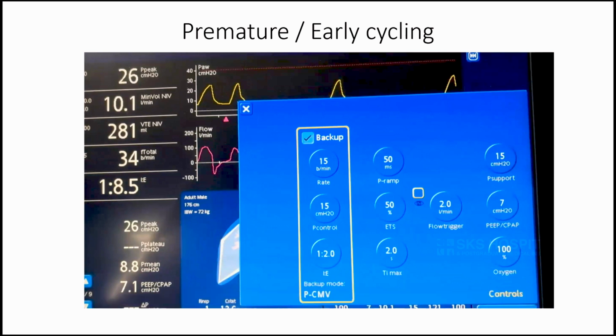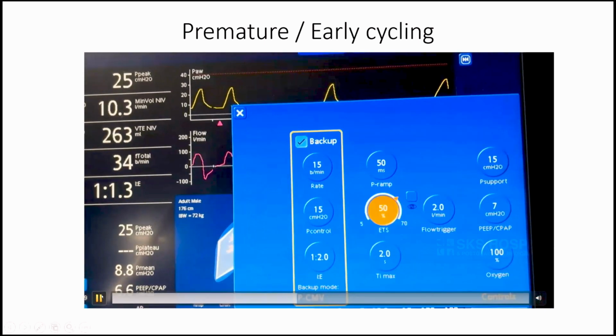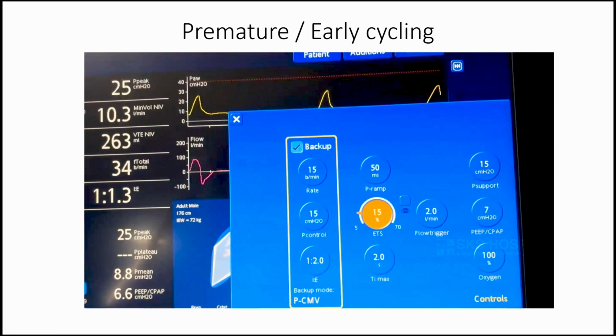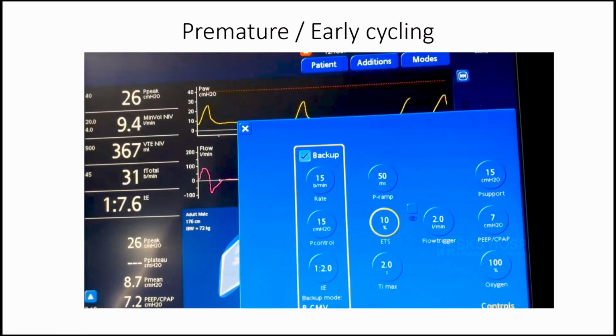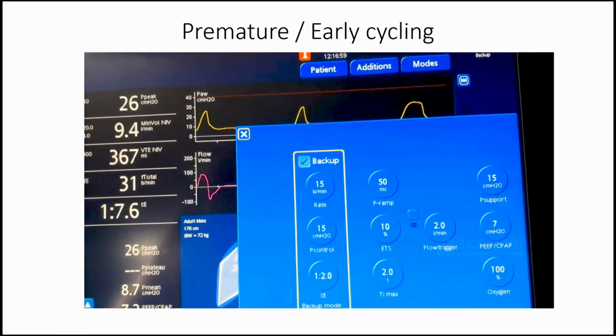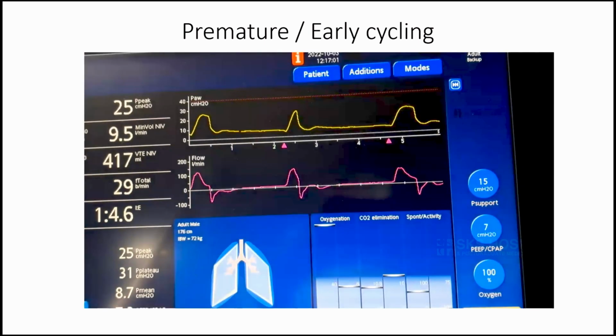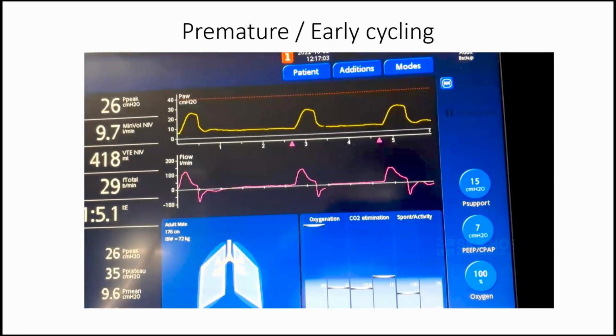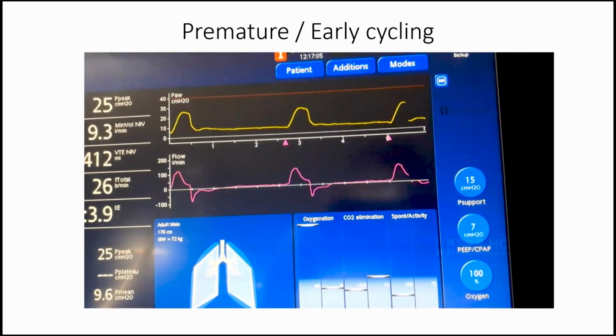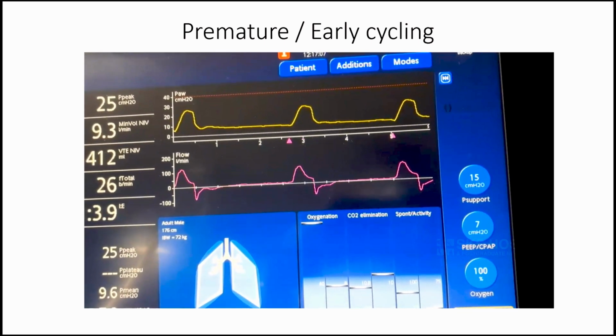So in this scenario, we went ahead and reduced the ETS. We brought it down to 10. And now you see instantaneously that the tidal volumes get better, and slowly the early cycling is getting better and the respiratory rate is coming down.